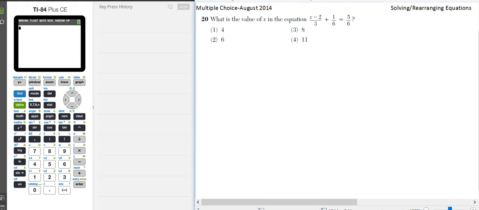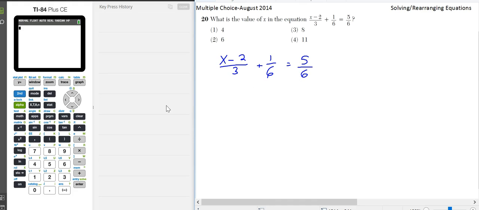So let's look at the question. (x minus 2) over 3 plus 1 over 6 is equal to 5 over 6. And we want to solve this for x. The first thing we want to do is get rid of these fractions. We want to just be left with numerators. We don't want to have to deal with fractions.